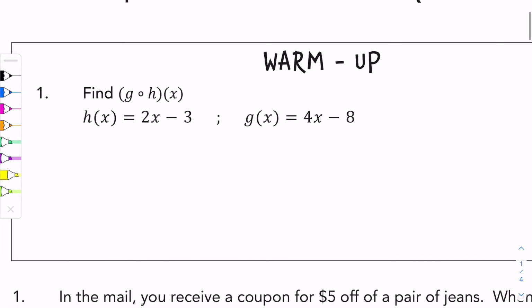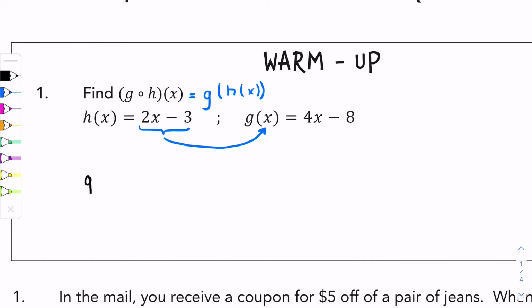For the warm-up, we're looking for g of h of x. Just recall that if you see it written in this form, it's the same thing as writing g with an inside function of h of x, meaning you're evaluating the g function at h of x. That's telling you you're taking the function h of x and substituting it in for x.